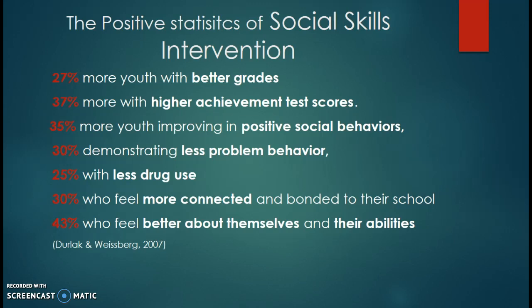So here are some positive stats for social skills interventions. Obviously, this study by Derlich and Weisberg showed that they had a social skills group that met after school for the whole year, for 60 minutes, and children of all cognitive abilities were screened, with a pre-assessment and then a post-assessment. And what they found is that 27% had better grades, obviously higher achievement test scores, youth improving positive social behaviors, 35%, and 43% who felt better about themselves and their abilities.